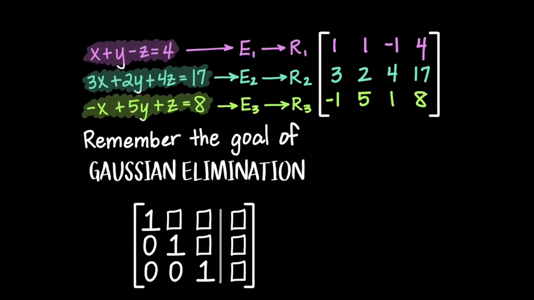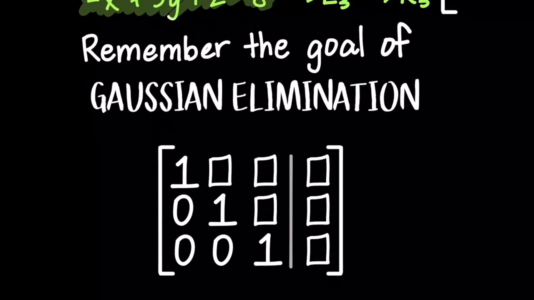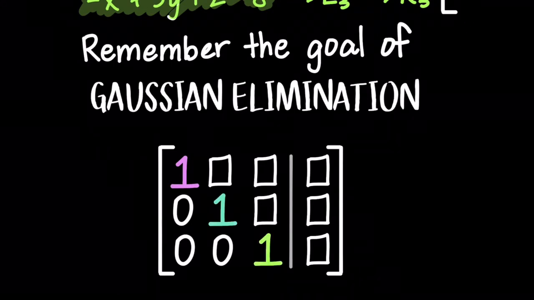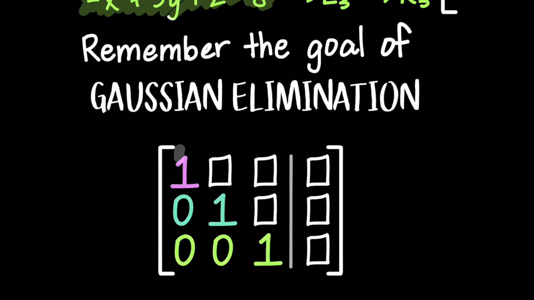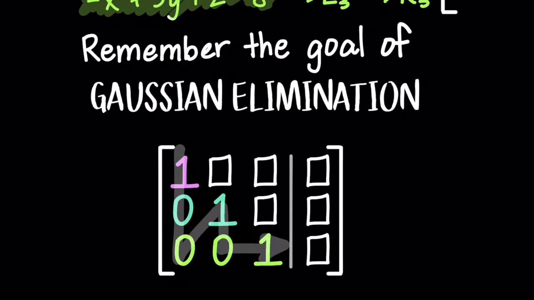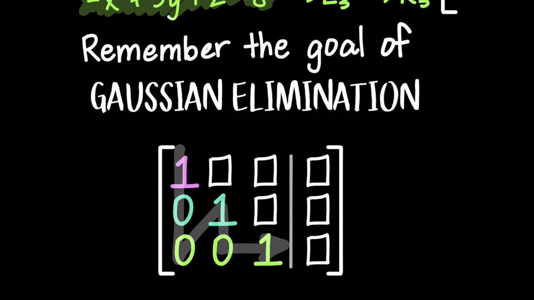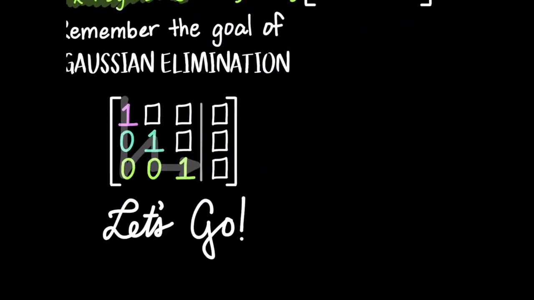The goal of Gaussian elimination is to get the matrix in row echelon form, where we have 1s in the diagonal and 0s below it. In our class example, we took this path where we went 1, 0, 0, 1, 0, 1. But this time, we're going to use a different pathway. Let's go!